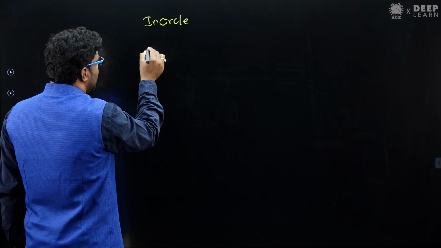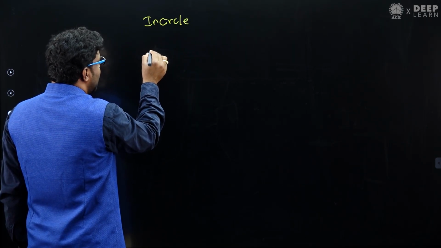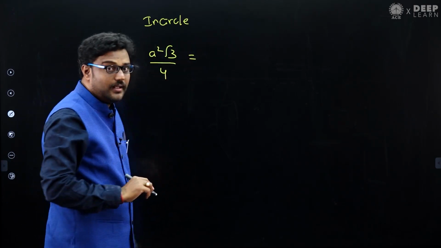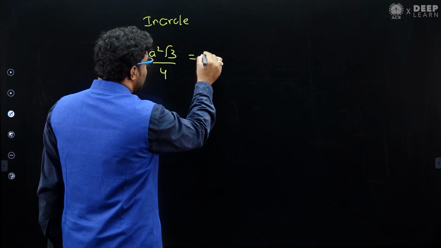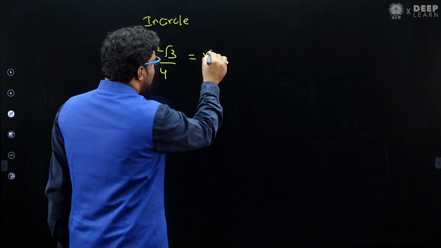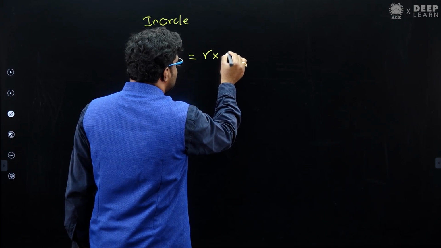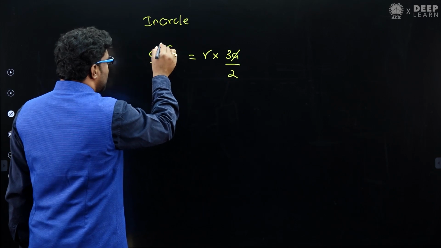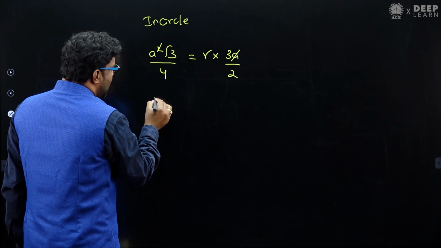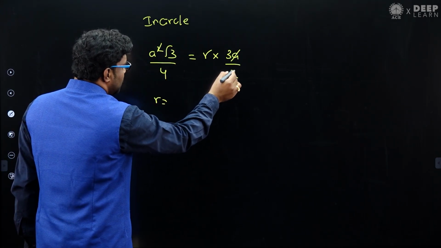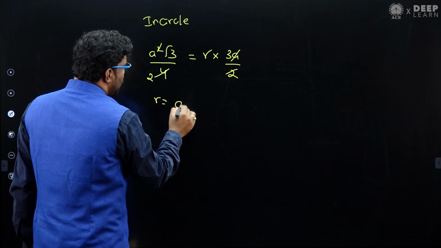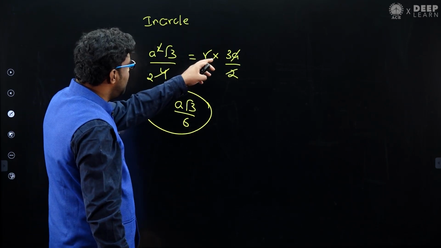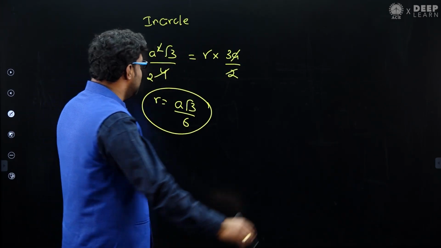Using the incircle concept, as all sides are equal, the area of an equilateral triangle is square root 3 by 4 a squared. Whereas as per the incircle concept, radius into s, where s is a plus b plus c divided by 2, which is 3a divided by 2. From this, I can say small r is nothing but a root 3 divided by 6.